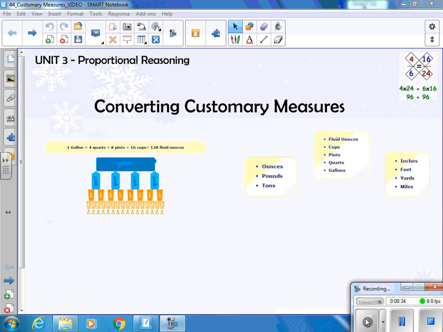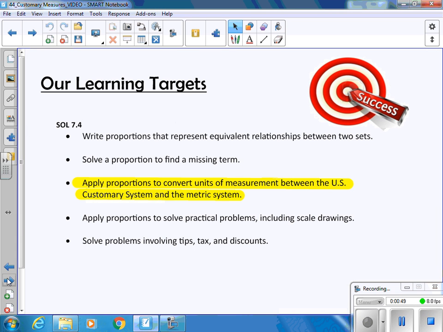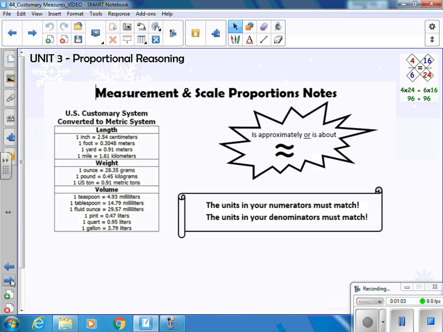So when we're converting between customary measures, sometimes we're converting within customary, so we're talking about going from inches to feet and feet to inches. But sometimes we're also talking about going between customary and metric, and you'll be given charts to do that. But we do use proportional reasoning to do that. So the learning target is to apply proportions to convert units of measurement between the U.S. customary measurement system and the metric system. Metric is what everybody else uses. U.S. customary is what we use.